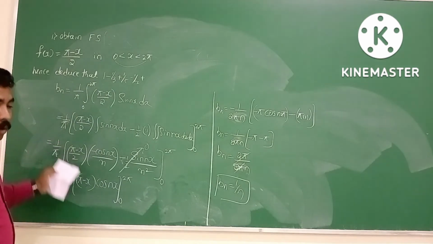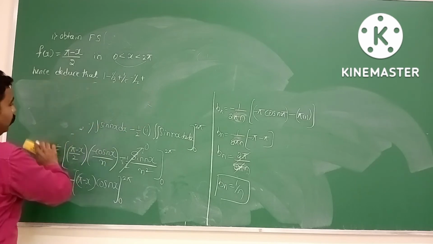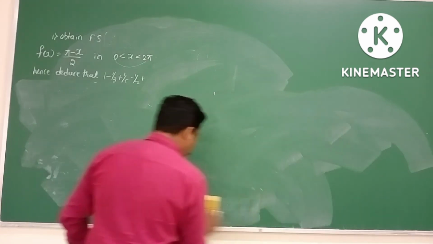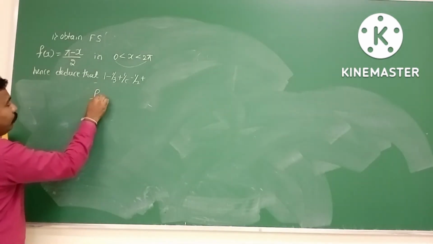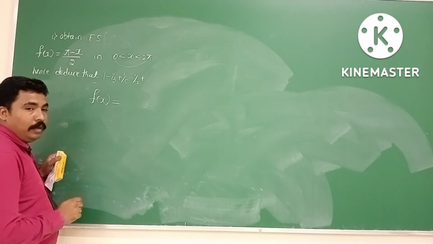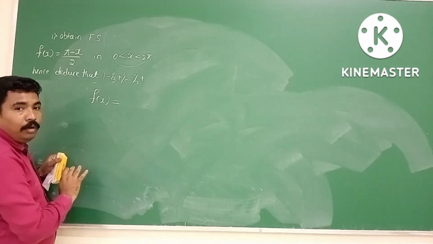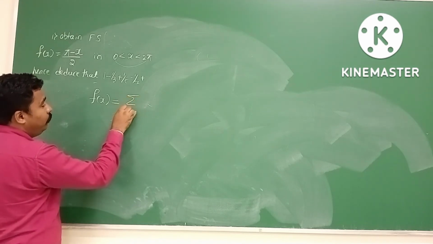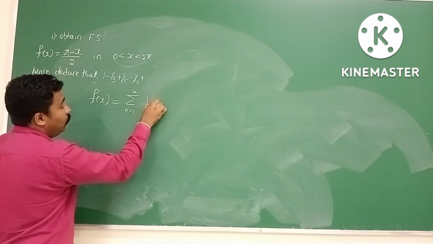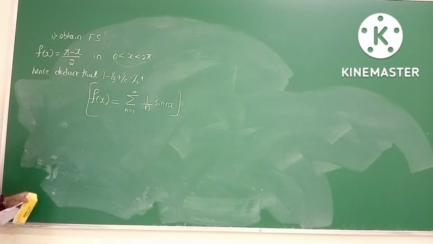So now we got a0 value, we got an value, we got bn value. We have to construct the required Fourier series. Fourier series f of x equal to a0 by 2. Since a0 is 0, no need to write. Then summation n equal to 1 to infinity an into cos nx. An is also 0, no need to write. So we have only the bn term, n equal to 1 to infinity, 1 by n sin nx. So this is our required Fourier series.